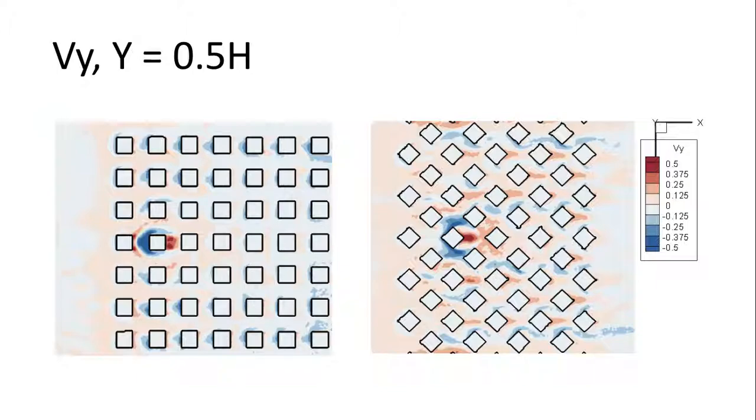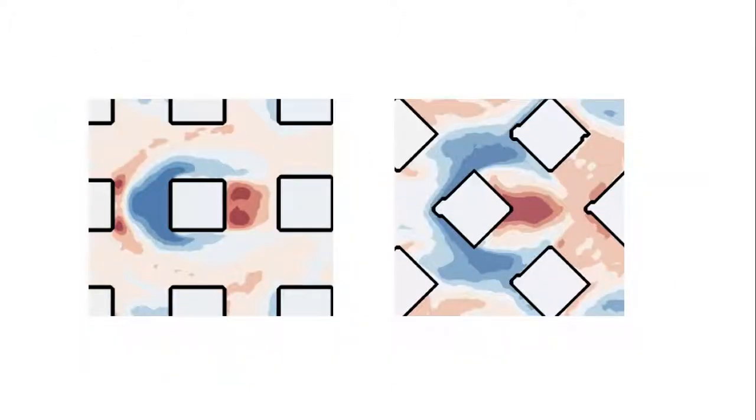We have zones of strong downward velocity directly in front of the tall buildings as the incoming flow hits the front of the building. And we have a strong upward velocity developing behind the tall buildings for both of the orientations. We can zoom in on this downward and upward velocity a lot closer in this slide.